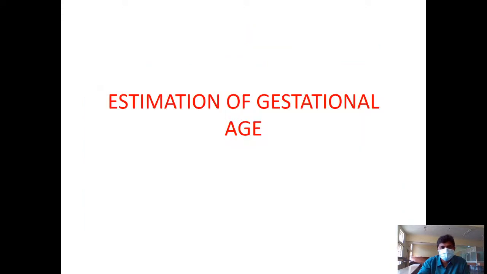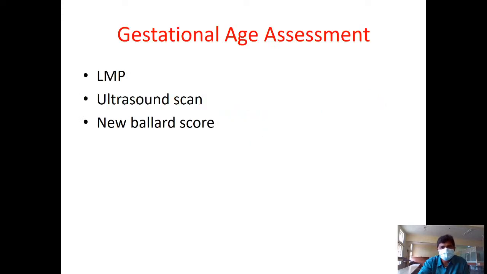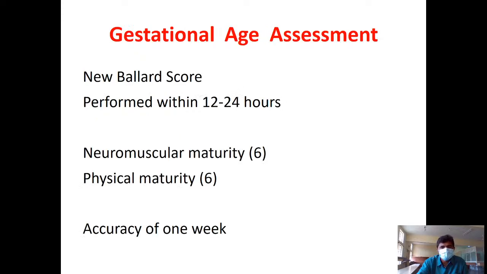So then the other important aspect is estimation of gestational age. There are three ways of estimating gestational age. By history, with the help of LMP and ultrasound scan, you can assess the gestational age, and by looking at the newborn through the newborn score, you can assess the gestational age. So how the newborn Ballard score assessment is done, let's see.